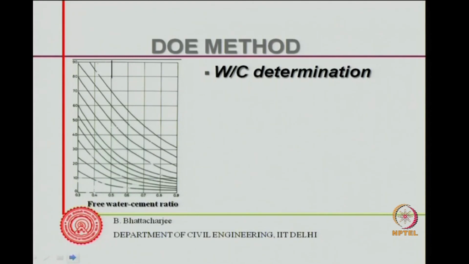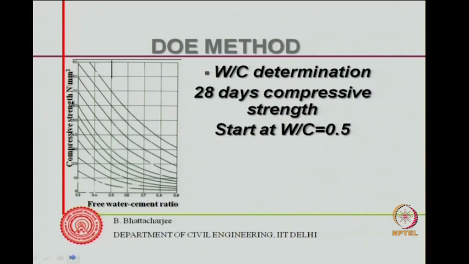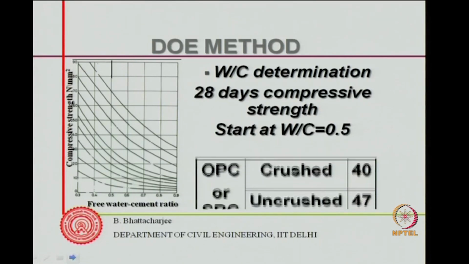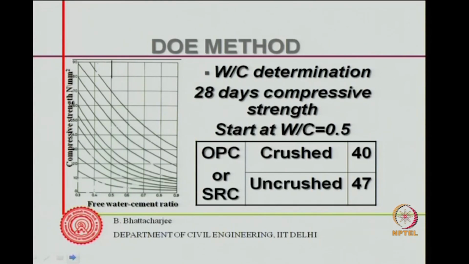So, this is free water cement ratio against compressive strength at 28 days. This is a compressive strength versus water cement ratio relationship. Say 28 days compressive strength you can find out, but now there are an infinite number of curves here. So, you should select a curve. How do you select? You start at water cement ratio 0.5, and the DOE method gives you a very large table where, for various types of cement and aggregate type, the possible strength at 0.5 water cement ratio is given.